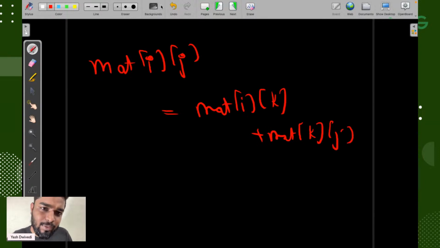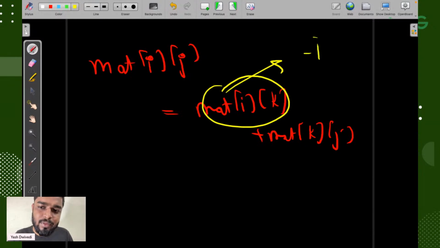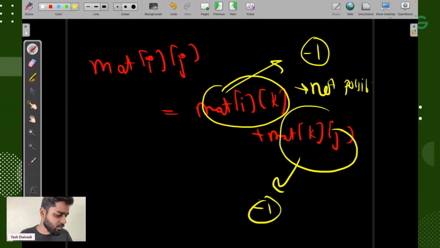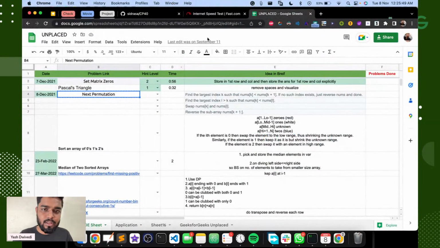But suppose this particular value is -1 now, so it is not possible for me to do it. If matrix of i to k is equal to -1, it is not possible. Or if matrix of k to j is equal to -1, then also it is not possible for me, right?